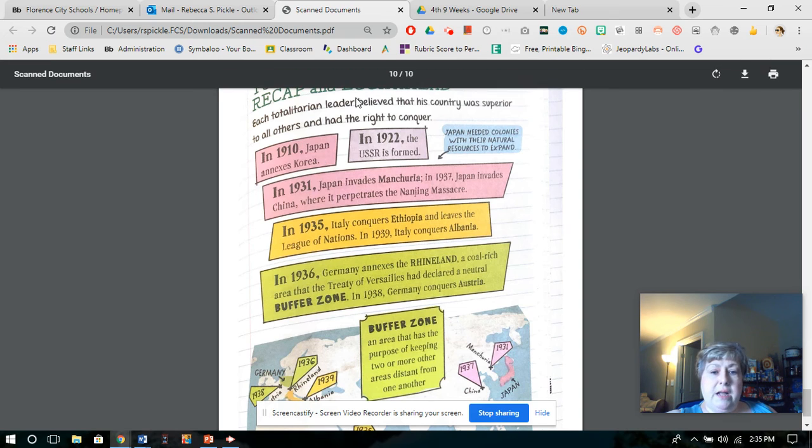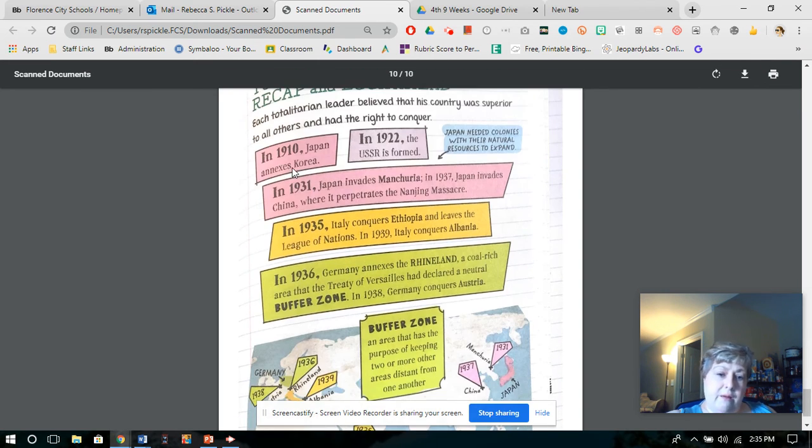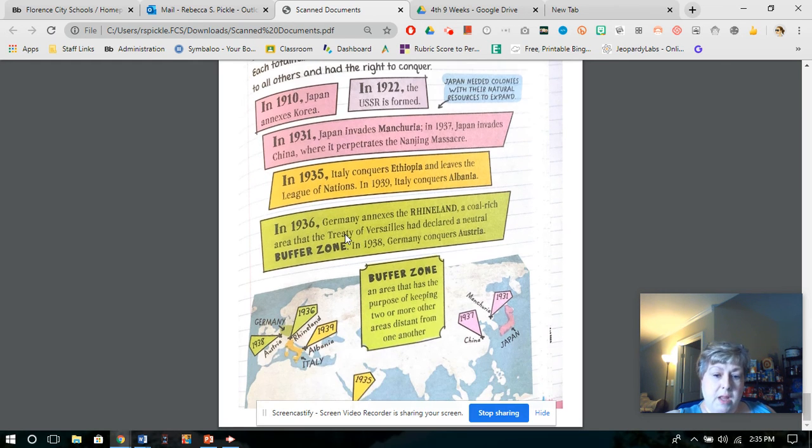So here's just a totalitarian expansionism recap and look ahead. Japan annexes Korea in 1910. In 1922, the USSR is formed. In 1931, Japan invades Manchuria. In 1937, Japan invades China, where it perpetuates the Nanjing Massacre. In 1935, Italy conquers Ethiopia and leaves the League of Nations. In 1939, Italy conquers Albania.